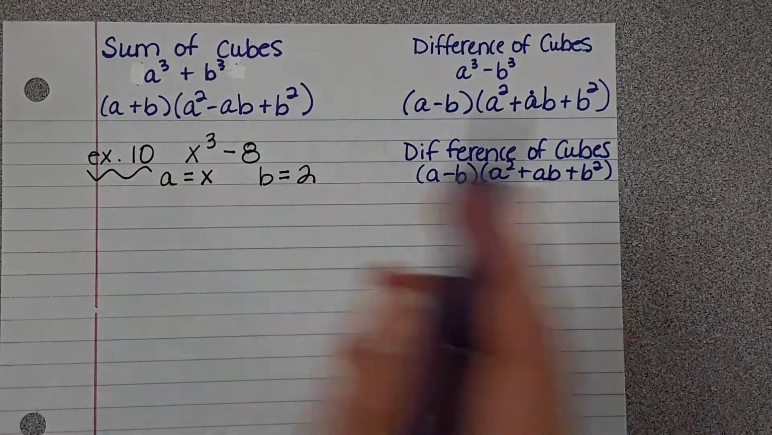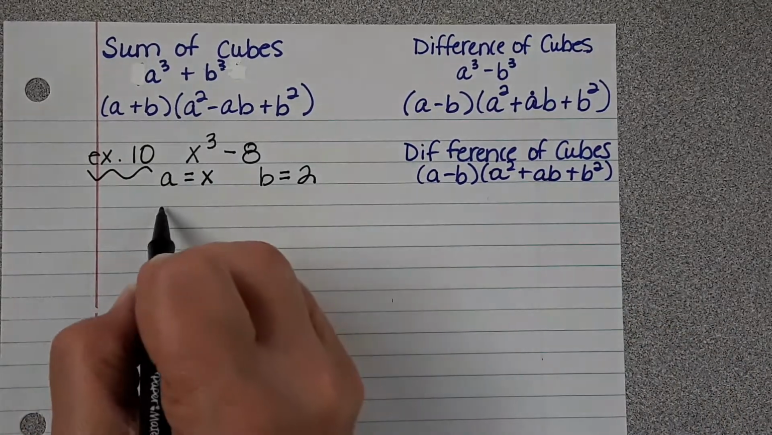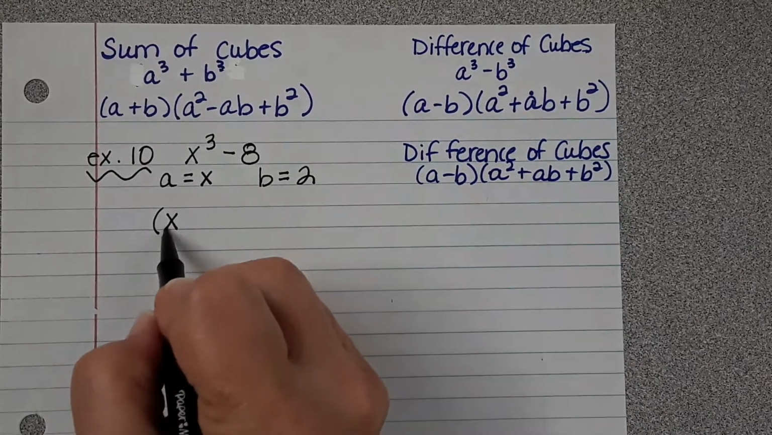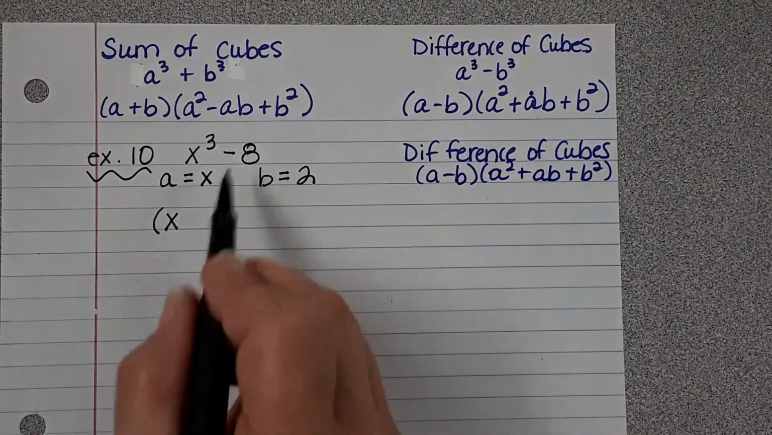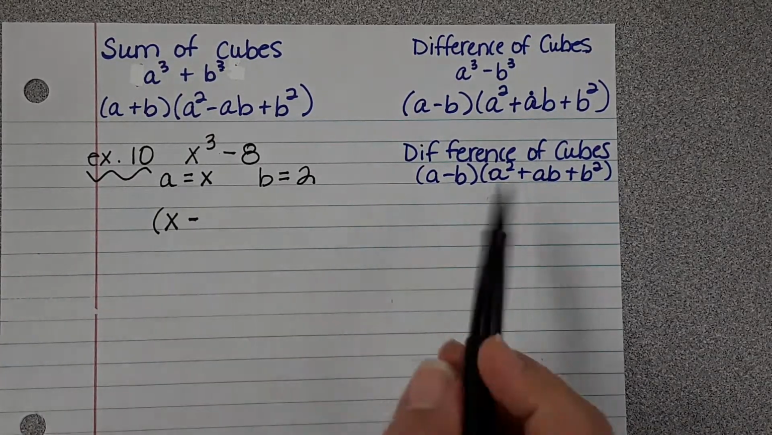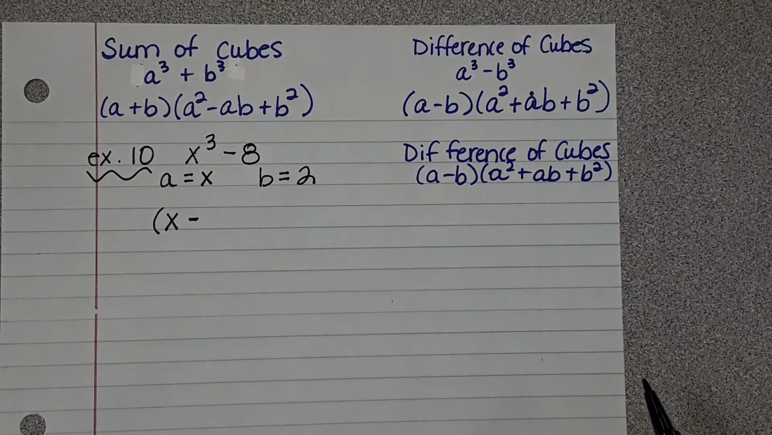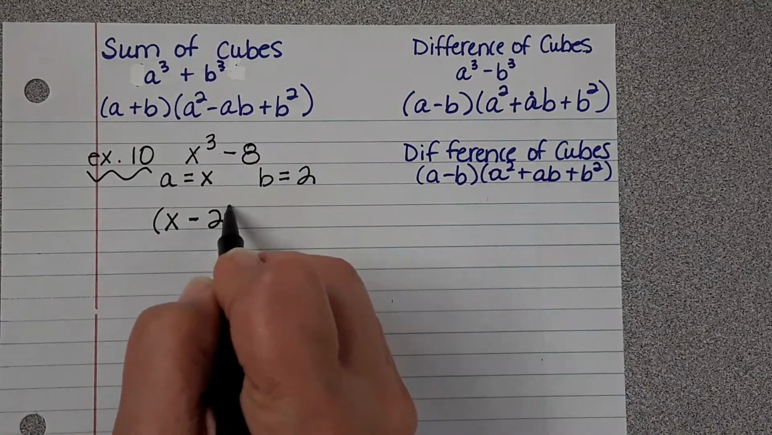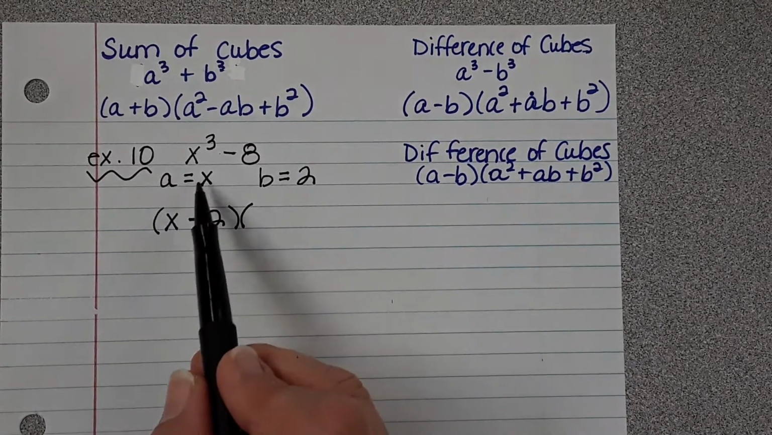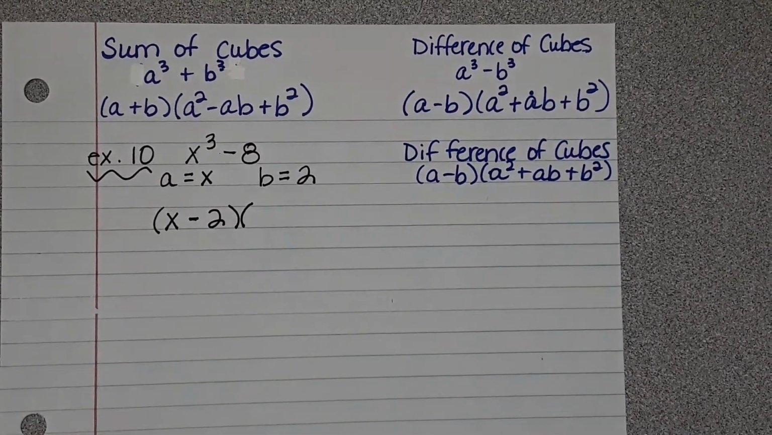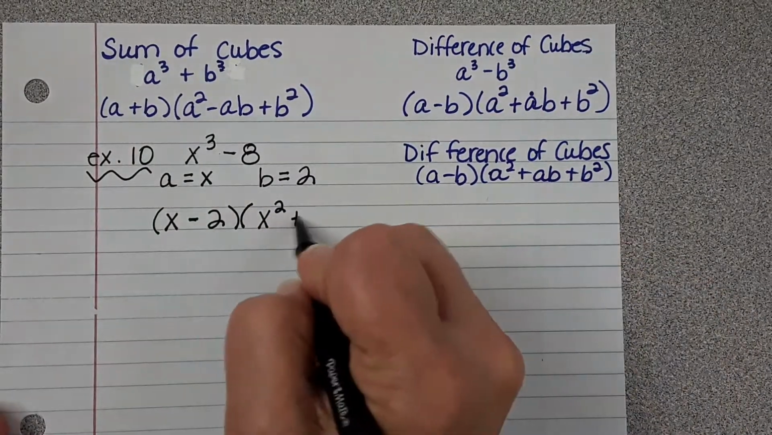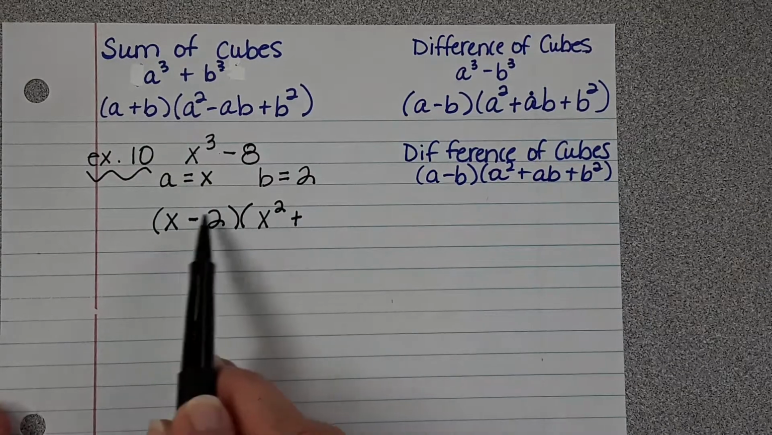We're going to put it in this formula. What is a? So what is my a? X. And because it's a difference of cubes, and you know it's a difference of cubes because of this, minus, and what is my b? 2. Now we're going to do a squared. So a is x. What's x times x? It's going to be a positive. Notice that these are always opposite.